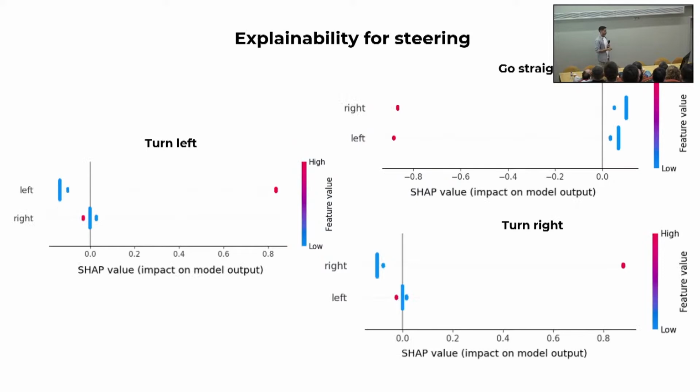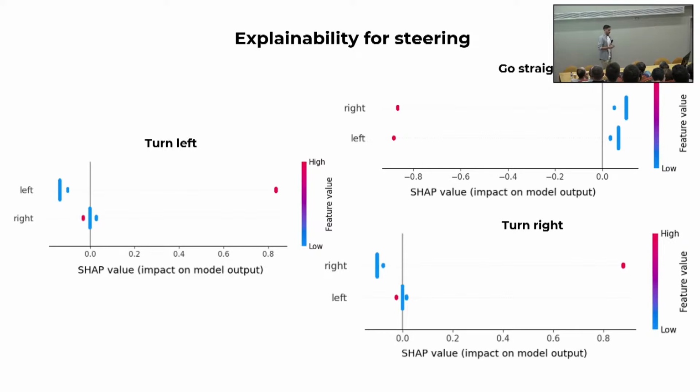Moving to the explainability for the steering, we can see that we are using SHAP values for this. The turn left and turn right actions are symmetric, so basically when left is 1, our agent will turn left. When right is 1, our agent will turn right. And when one of them is 1, the probability of going straight is lower. So basically, when both are 0, the probability of going straight is higher.